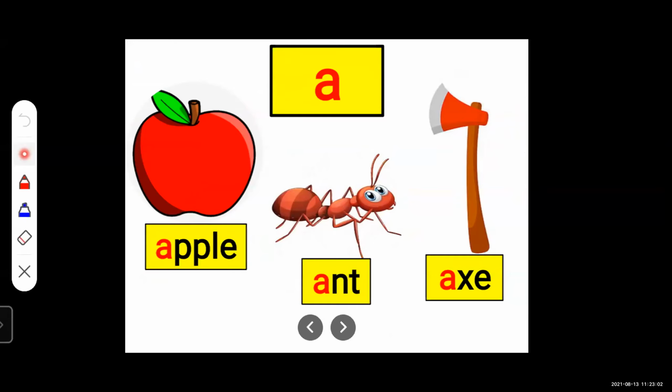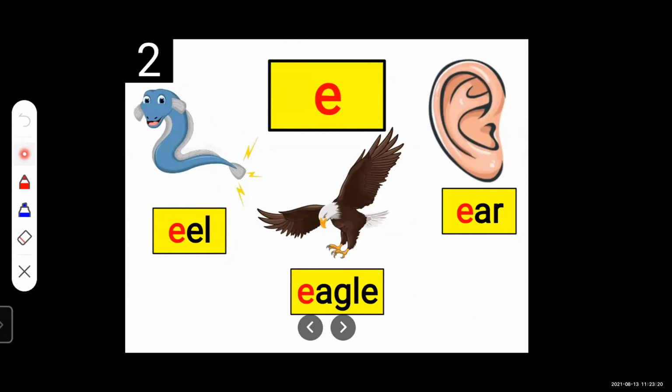Sound is different. Listen. A for apple. A for apple. A for ant. A for ant. A for axe. Axe. Now we see next.